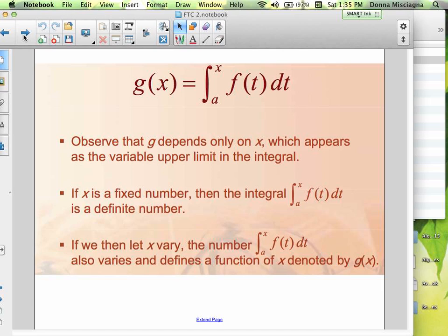That was good. All right, so here, observe that g depends only on x, which appears as the variable on the upper limit in the integral. If x is a fixed number, then when we integrate, we get a definite number. But if we let x vary, the number will also vary, and we'll define a function which is dependent on this value here. And we'll look at some of that in this lesson.